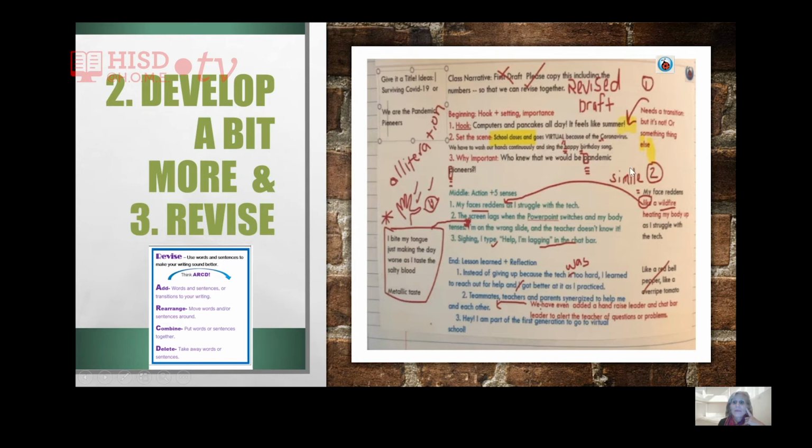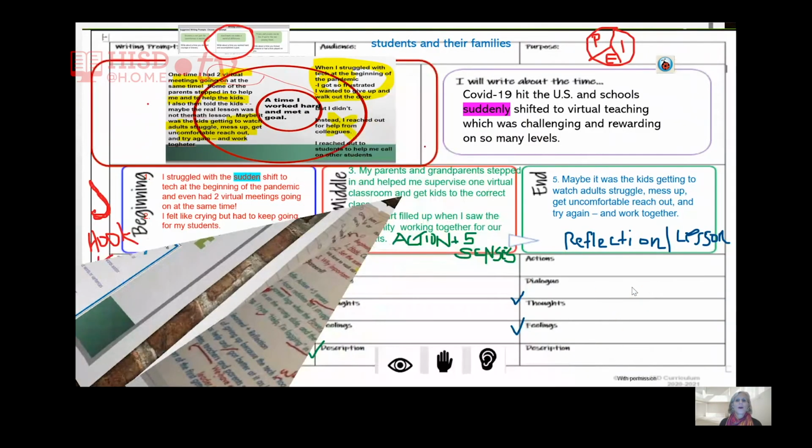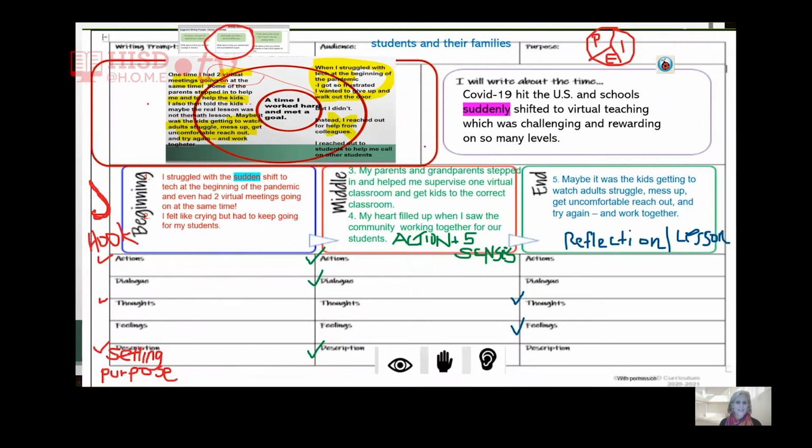And so someone added a simile, like a wildfire heating my body up. So that's the face reddening. And then we wanted to add another sense. So then another student came up with, this was James, I think, I bite my tongue, just making the day worse as I taste the salty blood. So you've got the taste. So by adding sensory language, it makes it more interesting. And then in our end, we have these other things, and we even delete it. So just want to show you the beautiful process.